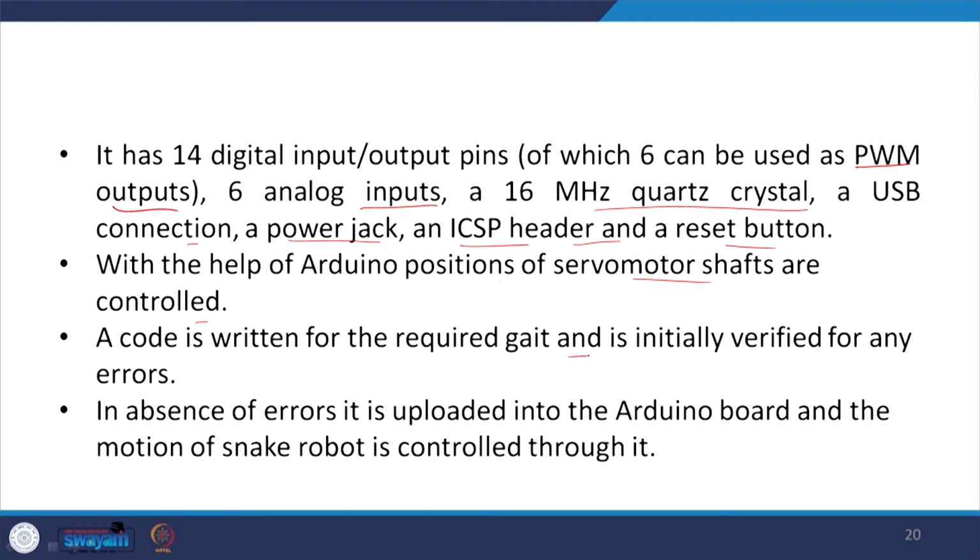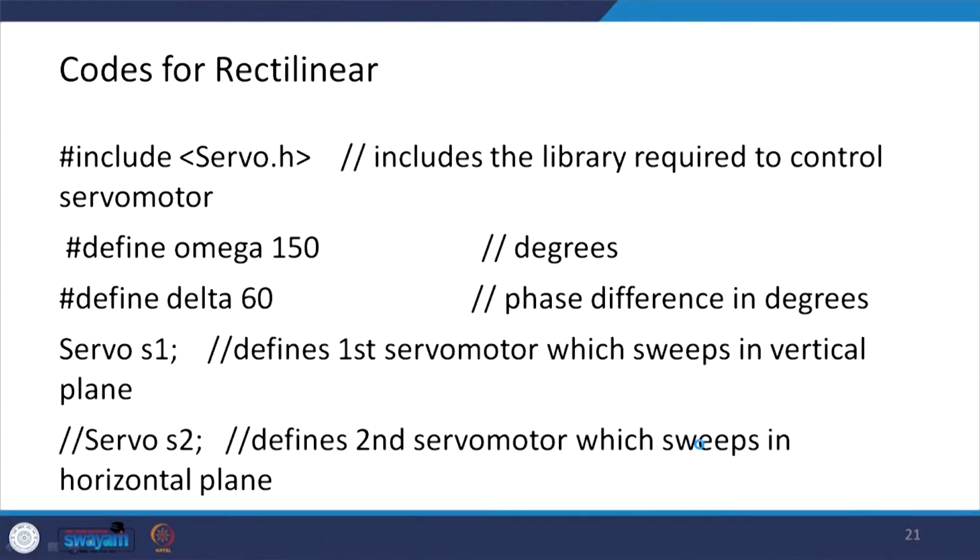And with the help of Arduino, positions of servo motor shafts are controlled, and a code is written for the required gait and is initially verified for any errors, and in the absence of errors it is uploaded into the Arduino board and the motion of the snake robot is controlled through it. So, this is how the code for the rectilinear gait is written.